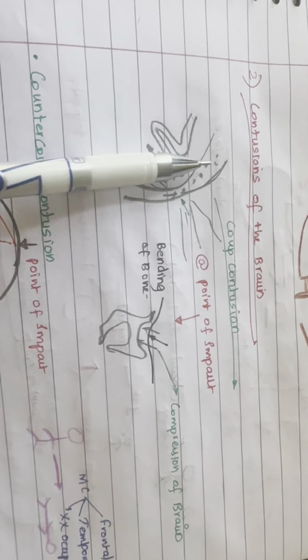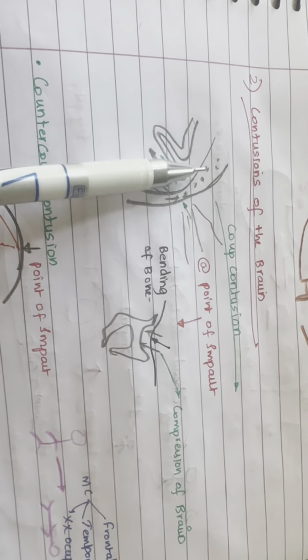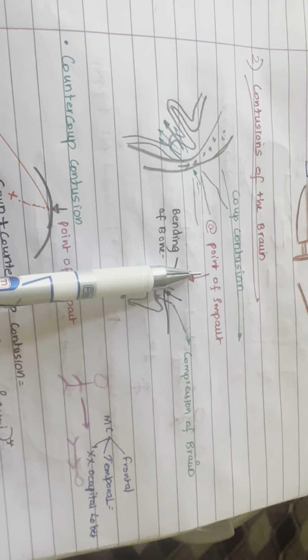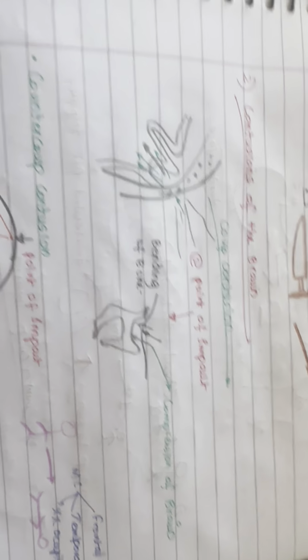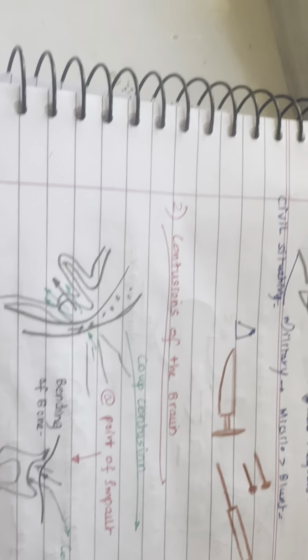Contusion of the brain, mechanism of production. Contusion of the brain may be produced in 6 ways. This is the picture.